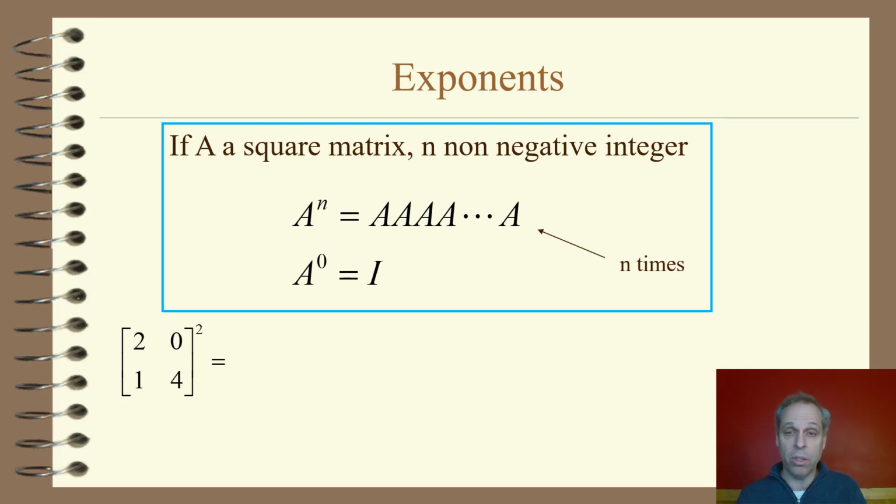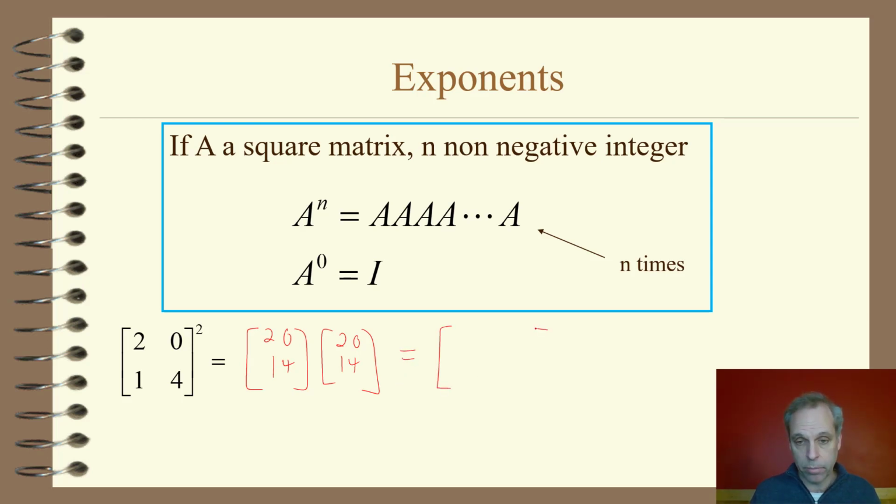So if I wanted to do this particular square, it literally just means take this matrix 2, 0, 1, 4, and you multiply it to itself, 2, 0, 1, 4, and then you just multiply it out. So this would then be a 2 by 2. The first entry would be 2 times 2 plus 0 times 1. That'd be a 4. First row, first column. Then first row, second column: 2 times 0 plus 0 times 4. That'd be 0. Then second row, first column: 1 times 2 plus 4 times 1. That'd be 6. Then second row, second column: 1 times 0 plus 4 times 4. That'd be 16. And that's the answer.